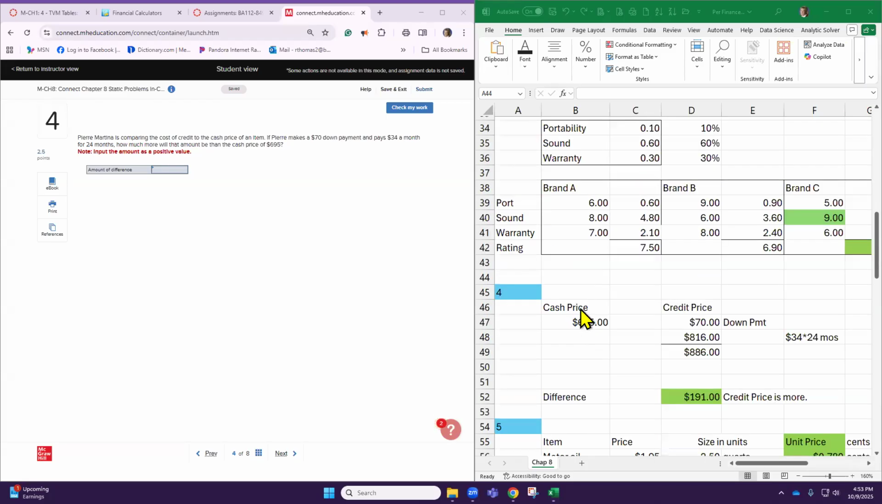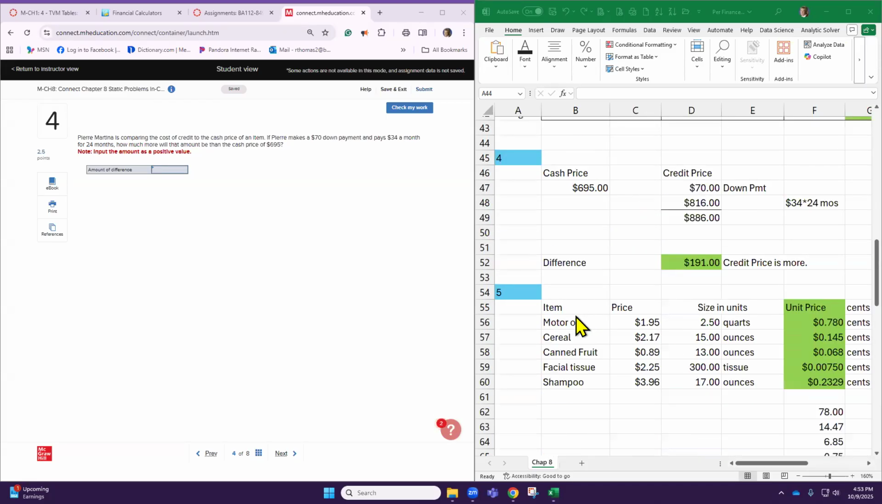Okay. All right. We've got a cash price. So it says Pierre is comparing the cost of credit to the cash price of an item. So we have no idea what he's buying. If Pierre makes a $70 down payment and pays $34 a month for 24 months, how much more will that amount be than the cash price?